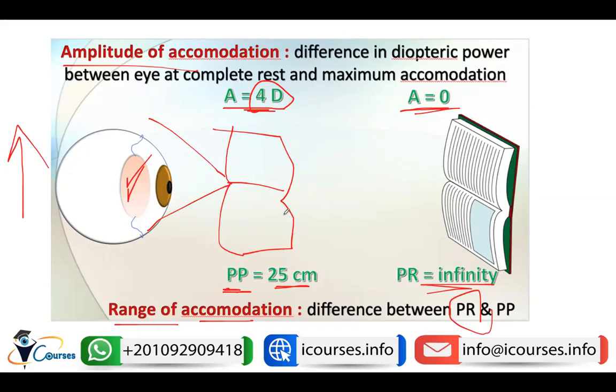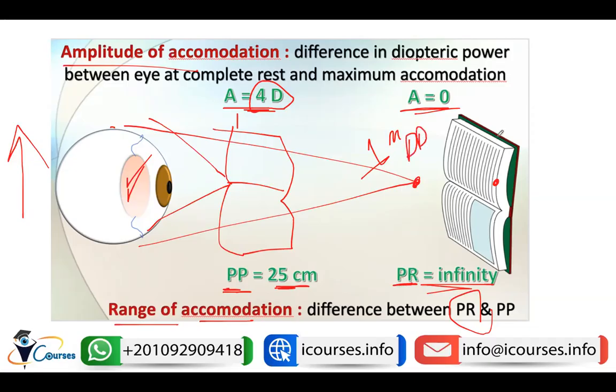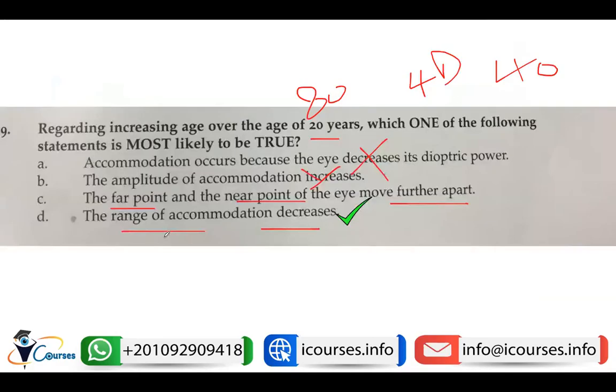So let's say, for example, that this patient has recession of his near point with age. He is not able to see targets at 25 centimeters, but he can see targets at about 1 meter, because he now has 1 diopter of accommodation. What will happen? There will be less difference between the punctum remotum and the punctum proximum. The punctum proximum here is now at 1 meter, and the punctum remotum is at infinity. So here is the range of accommodation, which decreases as the patient increases in age. So the range of accommodation will decrease as the patient gets older.